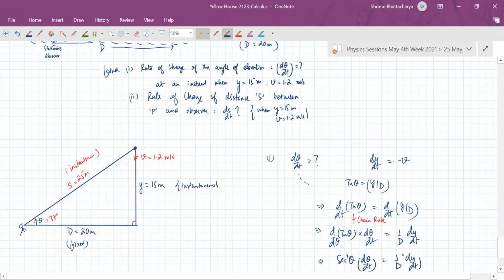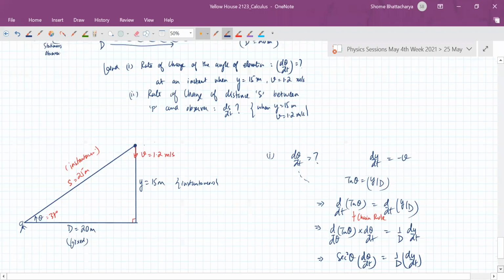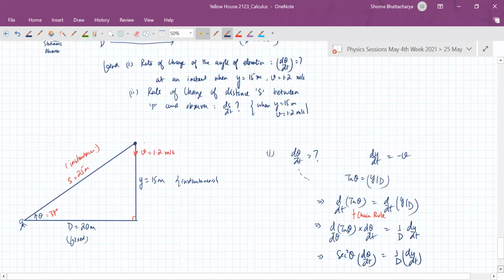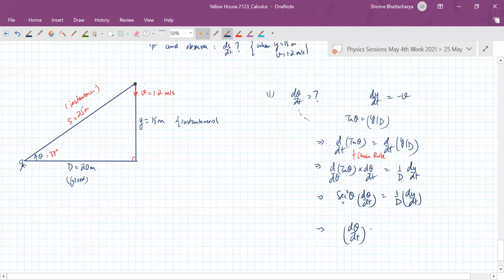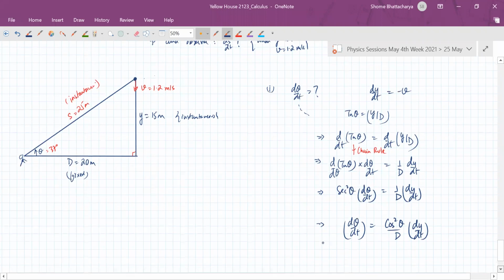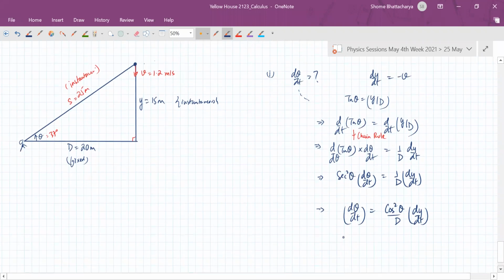So the general relationship between these two quantities, the rate of change of theta, or the angle of elevation, with respect to time, and how y is changing with respect to time, is this: when you take sec square theta on that side, 1 by sec square becomes cos square. So d theta by dt equals cos square theta by d into dy by dt. Now if I substitute everything in SI units here, I should get d theta by dt in SI units, which is radians per second. Now this is the general formula.